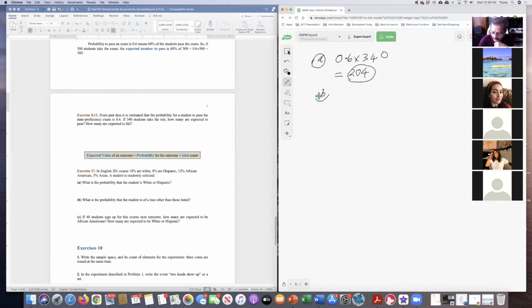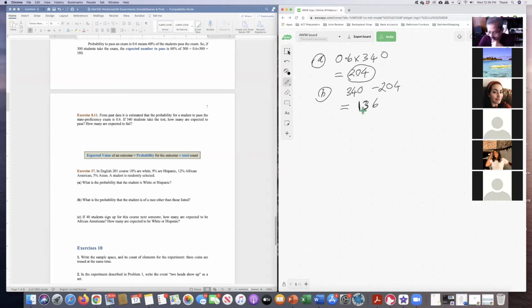The second part says how many are expected to fail. One way to answer that is to say 340 minus 204, right? 204 are going to pass, so the remaining students have to fail. And so 136. Right, thank you. So 136 will fail. So that's one way to answer.